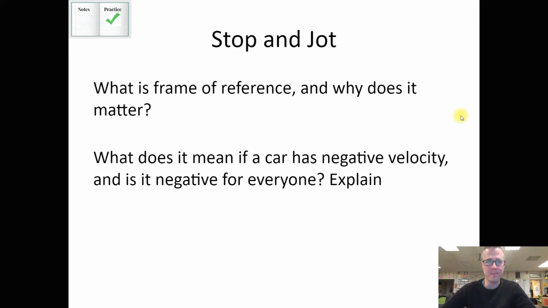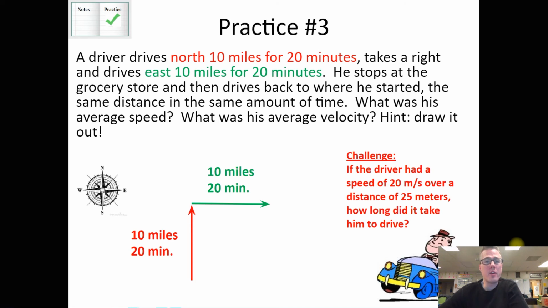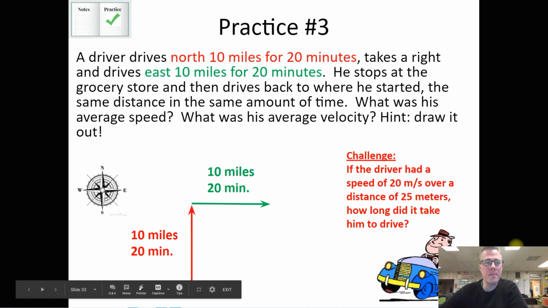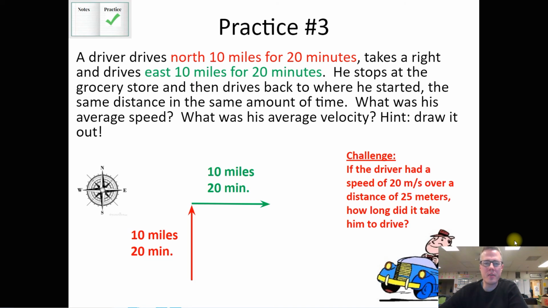Ready, go. All right, back over on your practice side, we're going to do 2 more practice problems. You've already done 2, so we're on question number 3 technically. A driver drives north for 10 miles for 20 minutes, takes a right, drives east for 10 more miles for 20 more minutes, stops at the grocery store, then drives back to where he started, the same distance in the same amounts of time. I want to know what was his average speed and his average velocity.